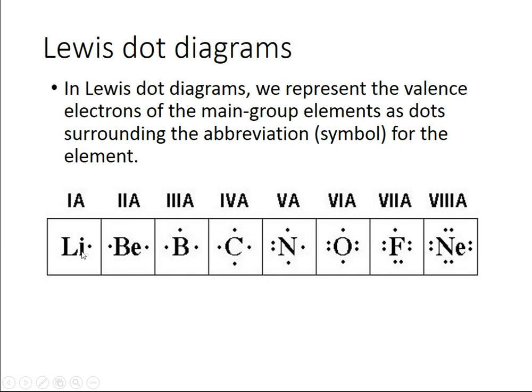So you can see that here we're dealing with group 1, group 2, group 3, 4, 5, 6, 7, 8. And the dots will determine the group. For example, here we have 5 dots for nitrogen, which means nitrogen is in group 1, 2, 3, 4, it's in group 5.